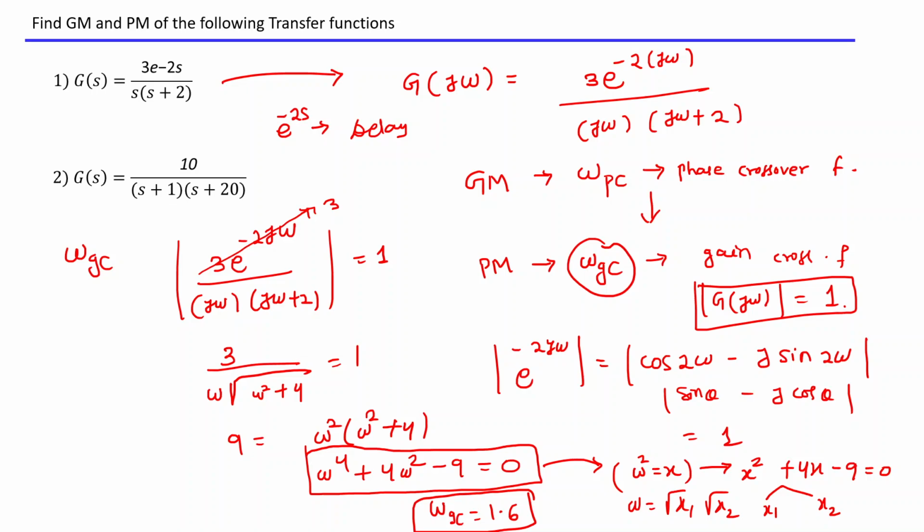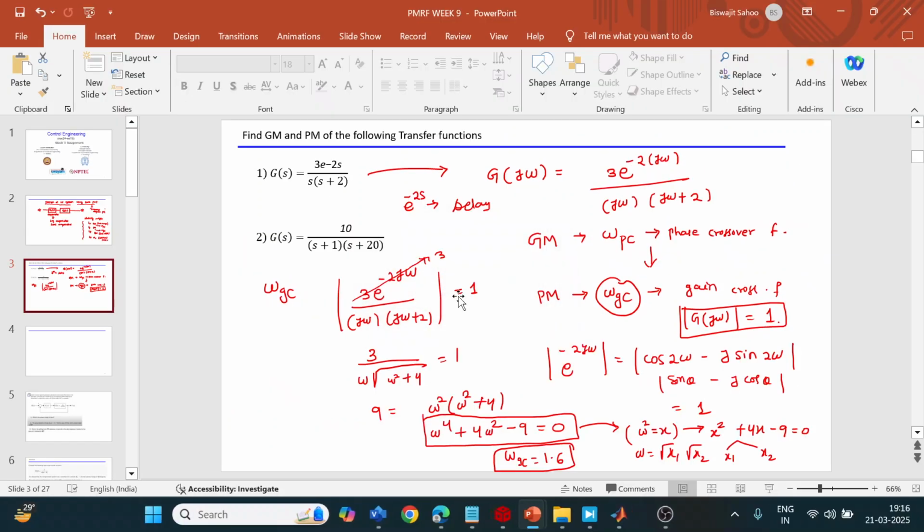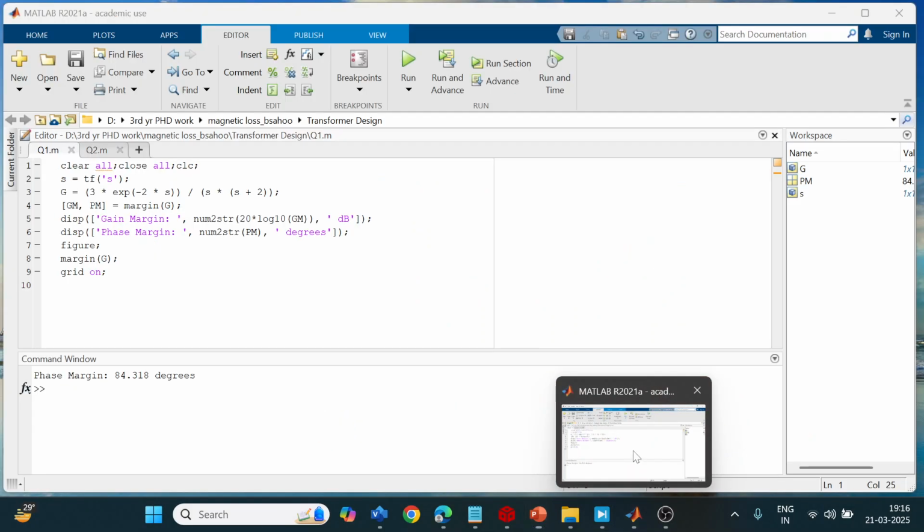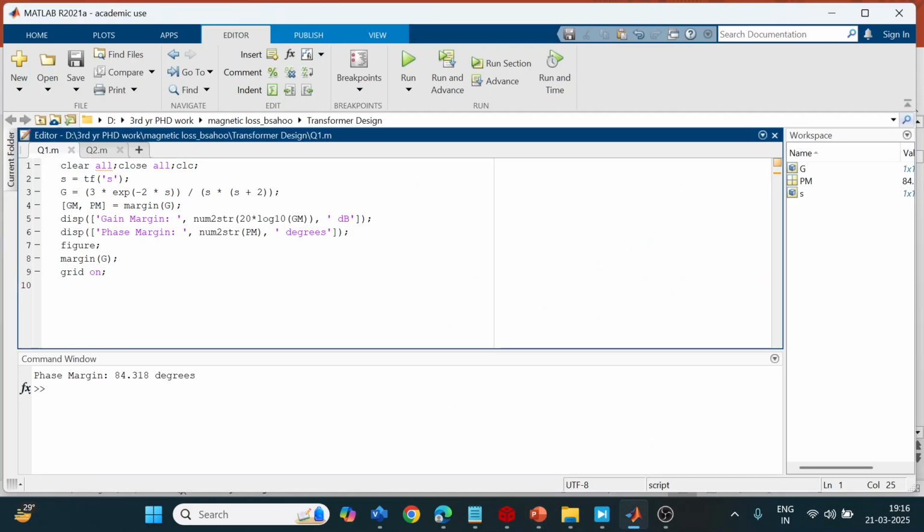For a moment I'm stopping the screen because I want to go to MATLAB, and I'll show you how to calculate all these things, because mainly this class is about familiarizing ourselves with MATLAB and compensator design. Now please confirm that my MATLAB screen is visible. Yes, sir. Okay, fine.